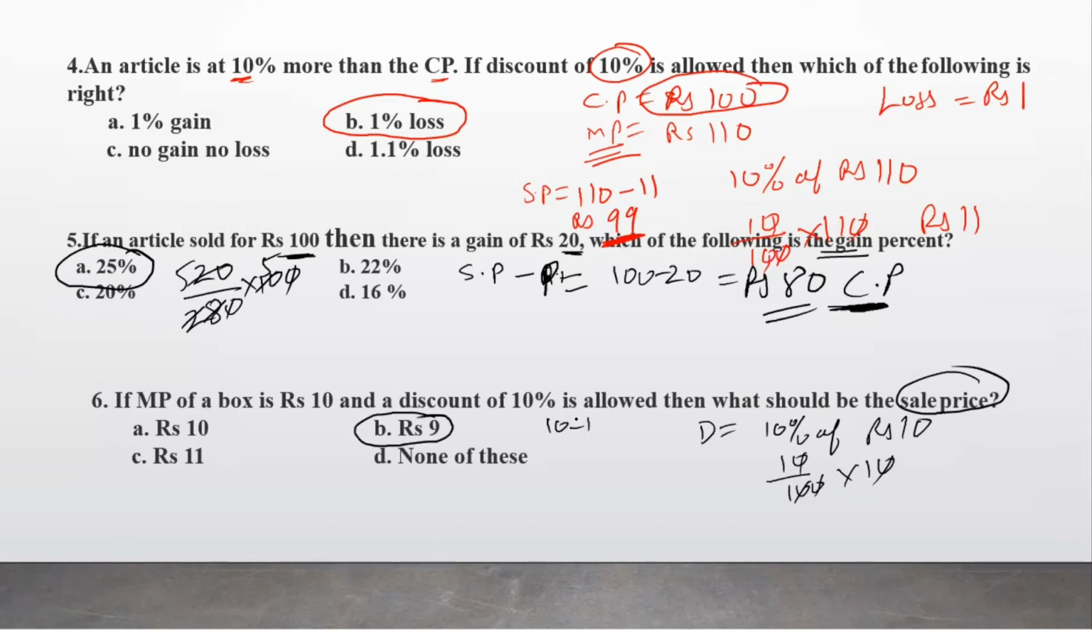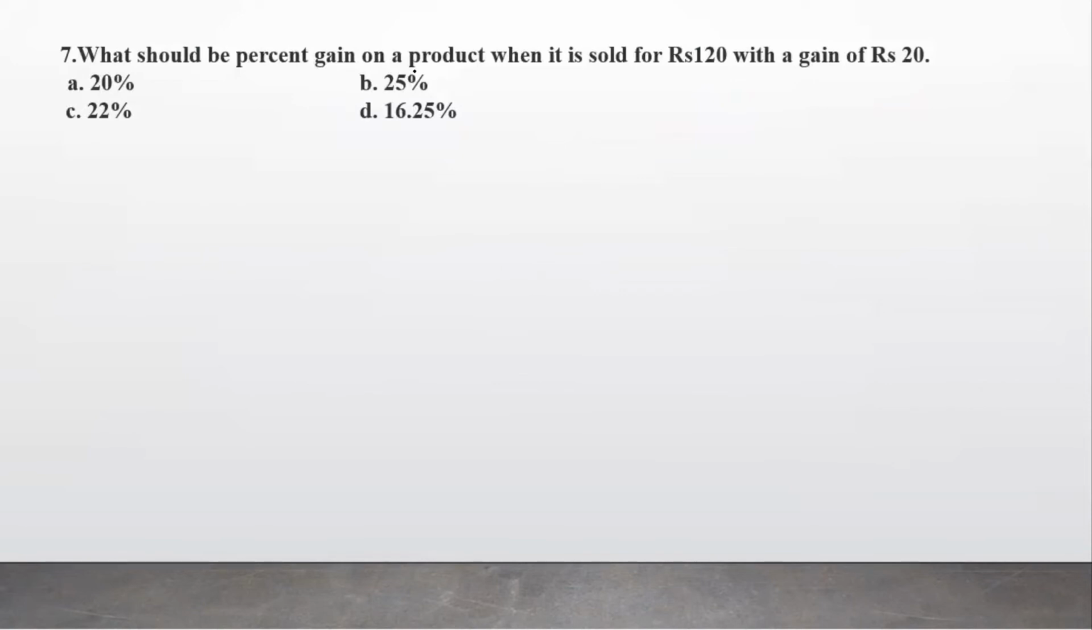Got it, children? Okay. Now, what should be the percentage gain on a product when it is sold for rupees 120 with a gain of rupees 20? So now again we find the cost price. It is sold for rupees 120 with a gain, so the cost price is going to be 120 minus the gain, which is rupees 100. Since the gain is rupees 20 and it is on rupees 100, of course it has to be 20% gain. As simple as that. Since we have got cost price as 100, it is 20 upon 100 into 100, which is going to be 20%. Got it?